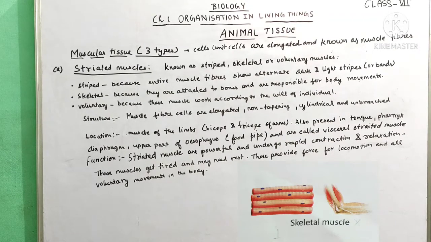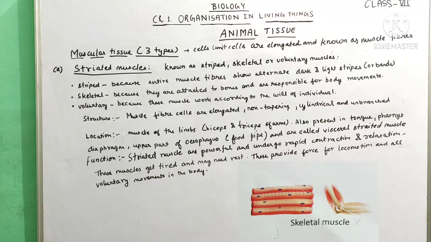The third name is voluntary muscles. Striated muscles are also known as voluntary muscles because these muscles work according to the will of the individual. Talking about the structure, muscle fiber cells are elongated, non-tapering, cylindrical and unbranched. There is no branching in the skeletal muscle, and the shape of the muscle fiber is cylindrical and elongated.